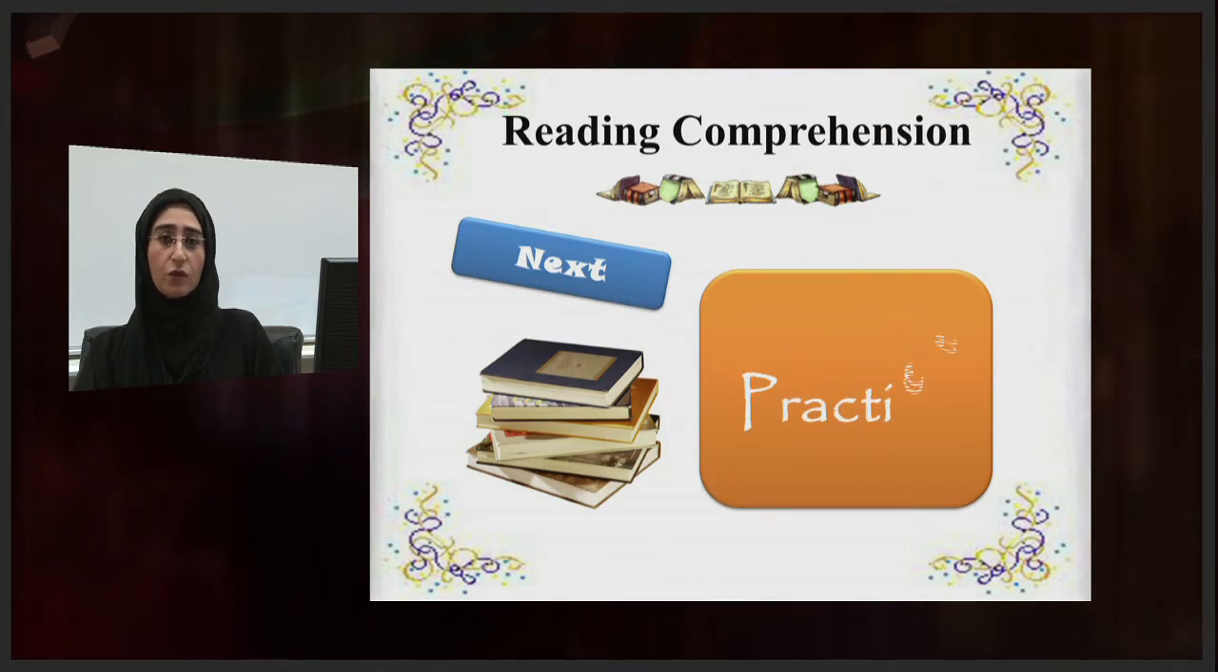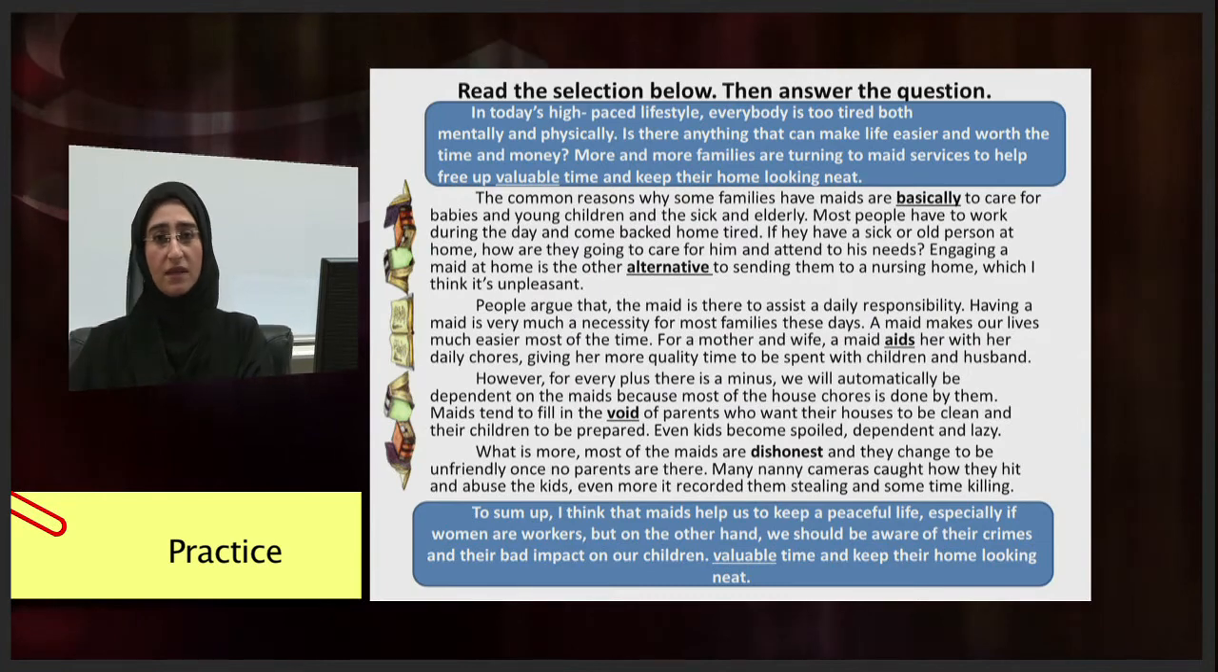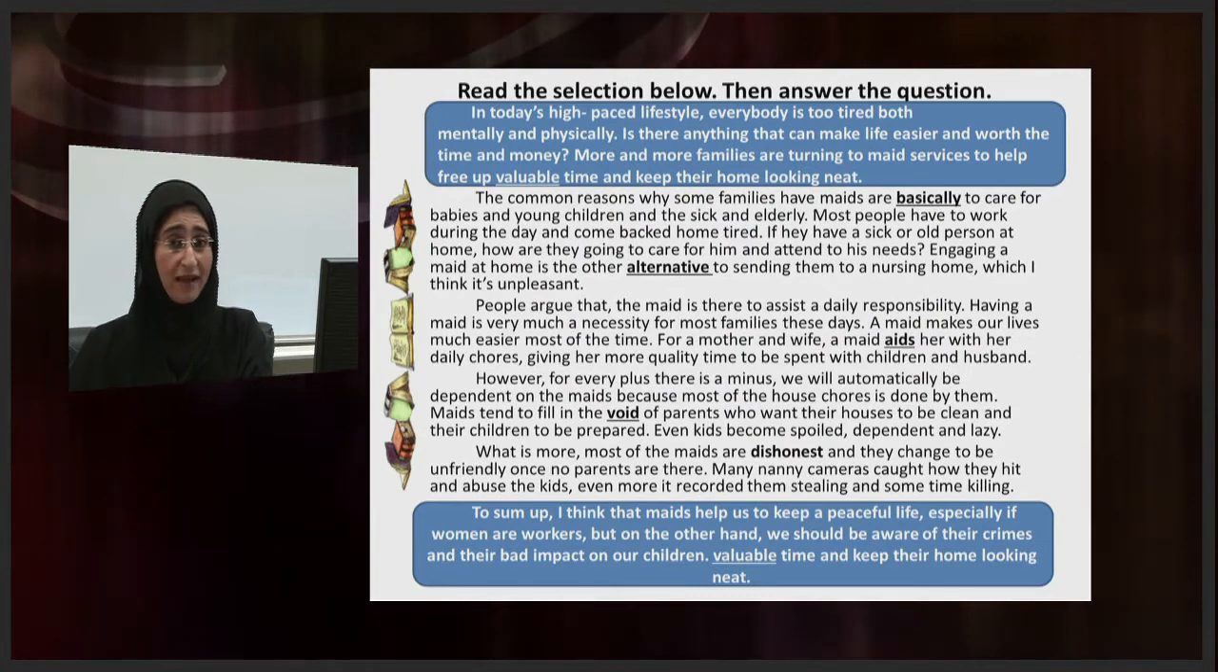Now, we're going to practice. Again, the same reading text that we had before. This will be helpful, I think. It is about maids, advantages and disadvantages of the maids. And as I told you before, while you are reading for the main idea, you read the introduction and the conclusion, and the first sentence in each paragraph. But this time, we're not going to waste our time reading again. We are going to look at the questions.